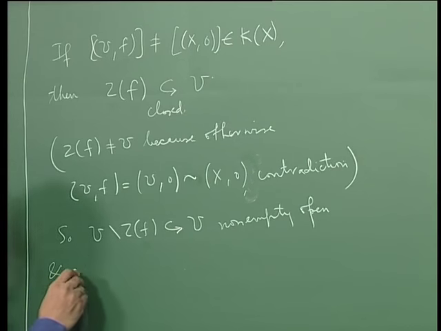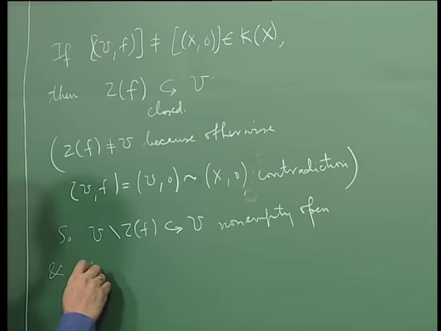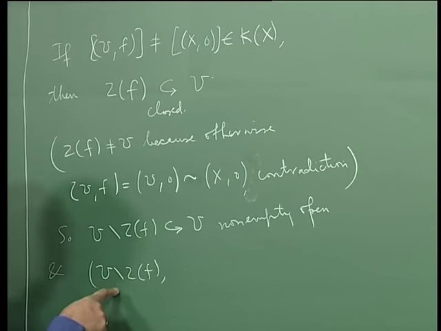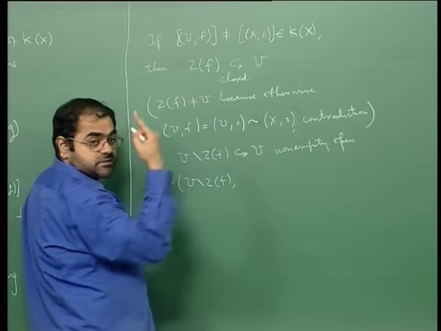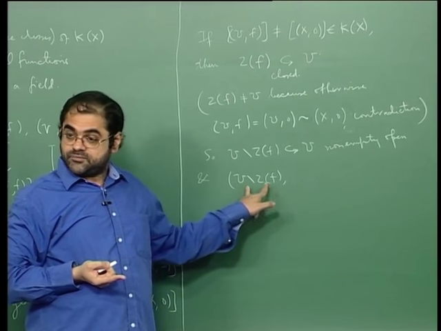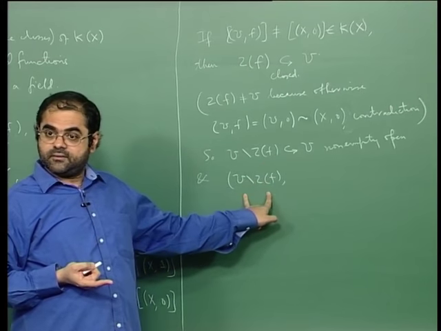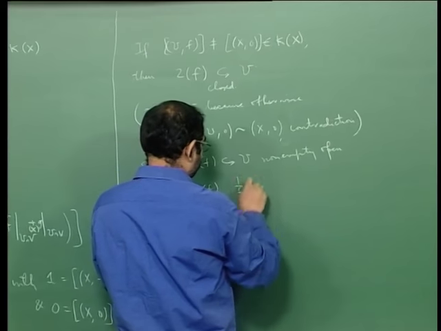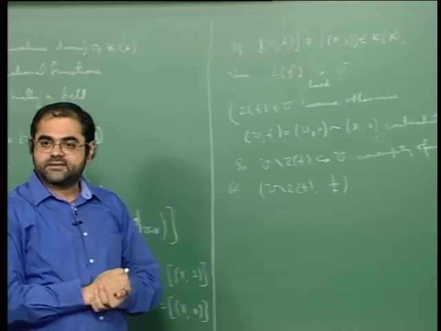So what happens is that you get this pair, U minus Z(f), which is a non-empty open subset of U. Mind you, it is dense in X itself. It's a non-empty open subset of U, and U is a non-empty open subset of X. So this is a non-empty open subset of X, so it is irreducible and dense. It's a huge open set. And on this I have the function 1/f, which is certainly a regular function on that.